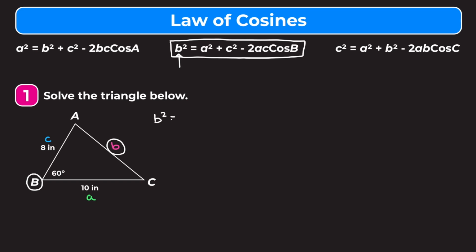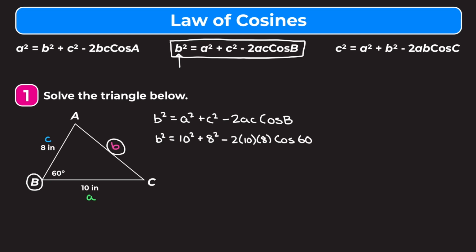So we have b squared is equal to a squared plus c squared minus 2ac cosine B. Now we're just going to plug in what we know. We don't know b, so we leave that as b squared. We know that a is 10, so we have 10 squared, plus c is 8, so 8 squared, minus 2 times our a value of 10 times our c value of 8 times the cosine of angle B, so the cosine of 60 degrees.